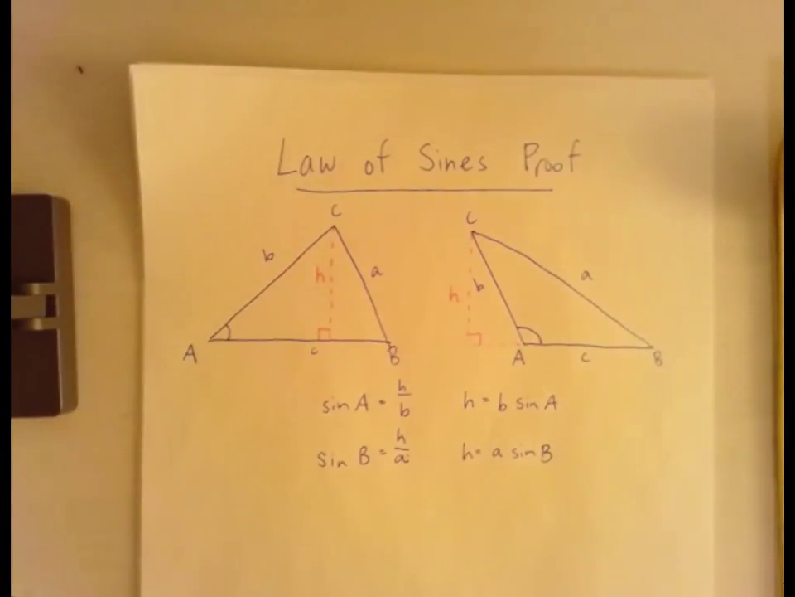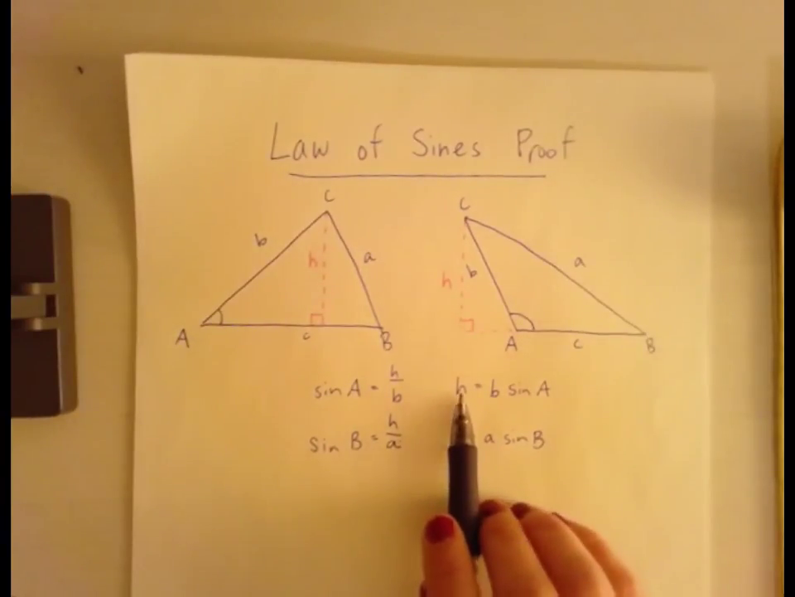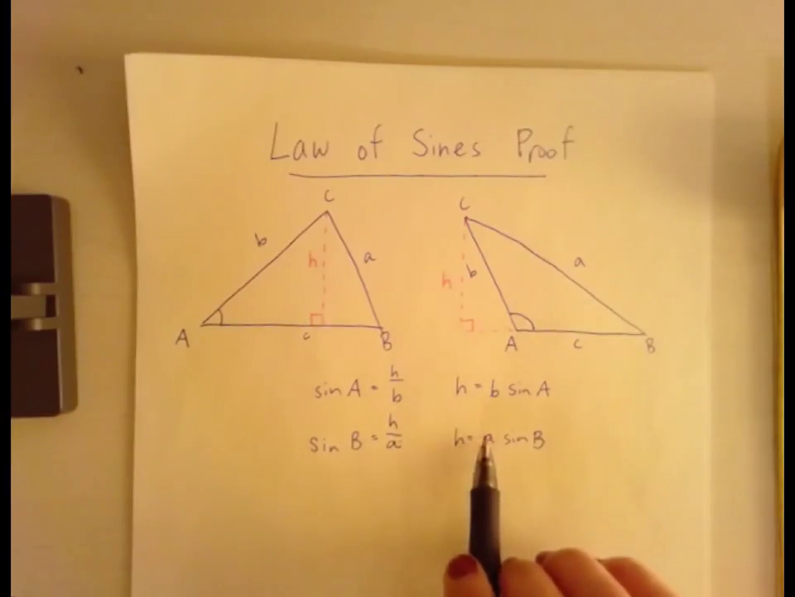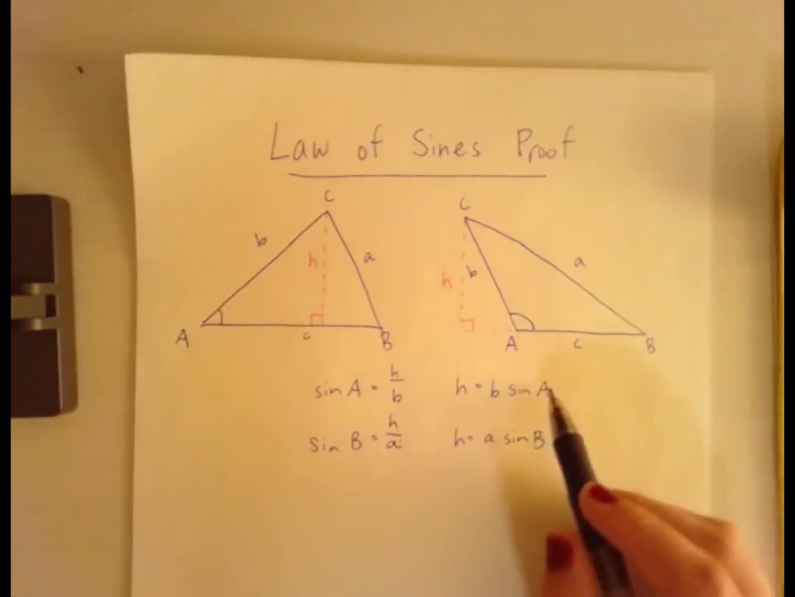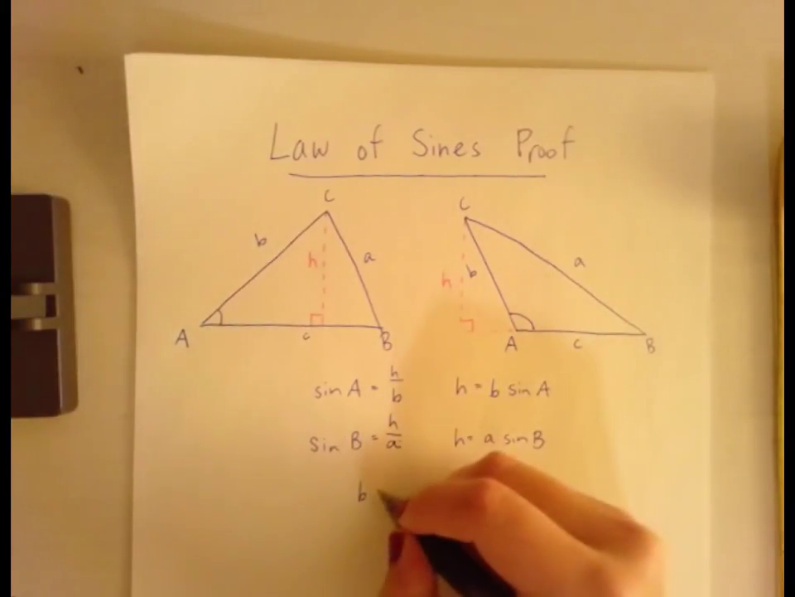And like we've done before, you've done this a lot in algebra, we have two equations that are equal to the same thing. And whenever that happens, you're allowed to set those two things equal to each other, right? We can make H equal to H essentially, and set B sine A equal to A sine B.